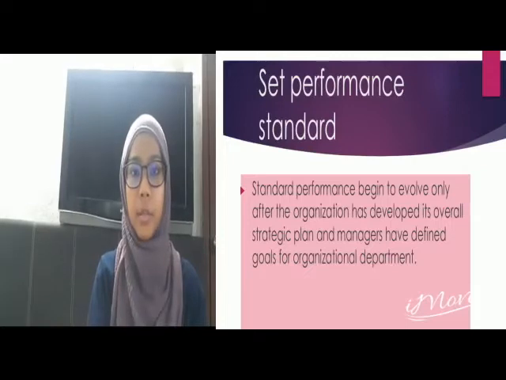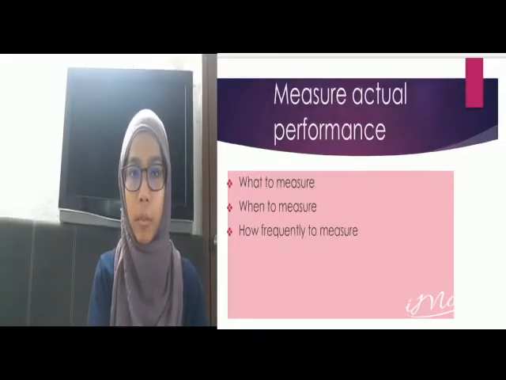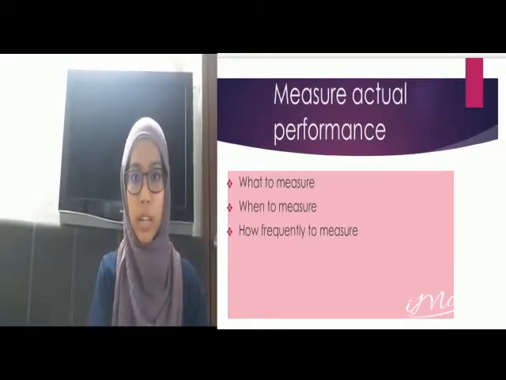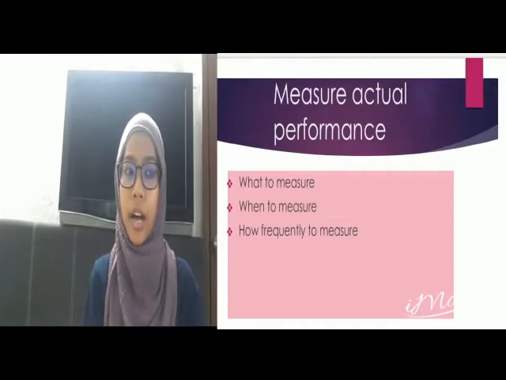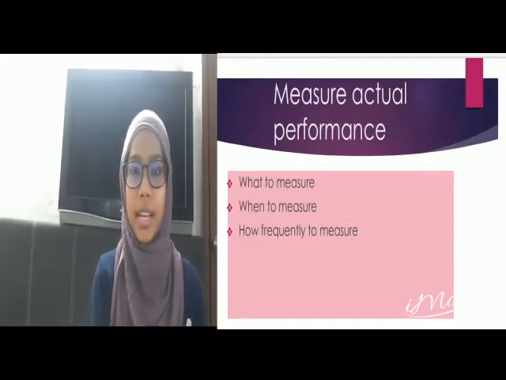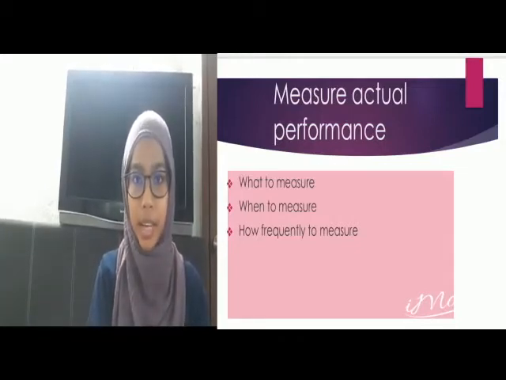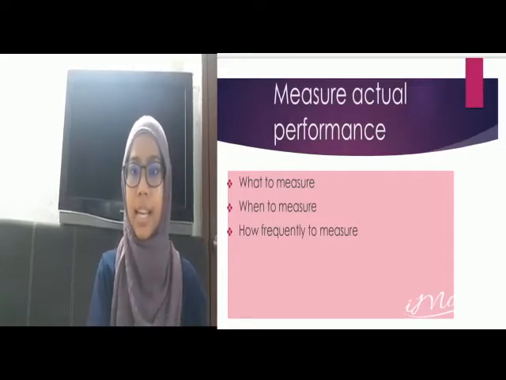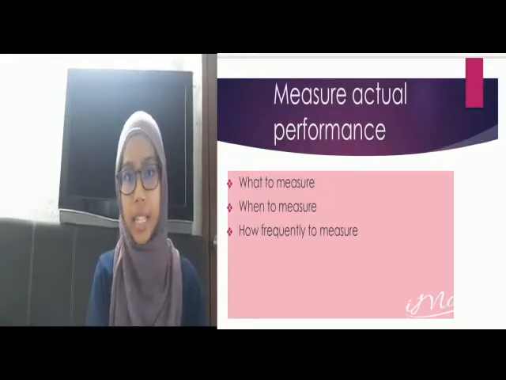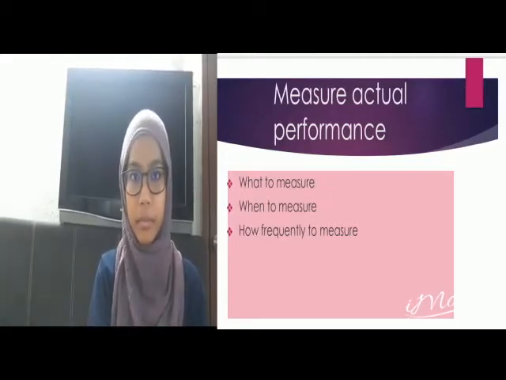Step number 2 is measure actual performance. To measure actual performance, we have to decide on a few things. First, what to measure. This involves sales and cost. Second is when to measure. This is sometimes done through various reports like weekly, monthly, quarterly, and yearly reports. Number 3 is how frequently to measure.